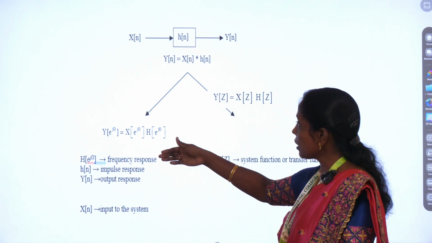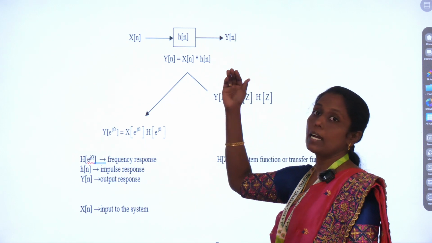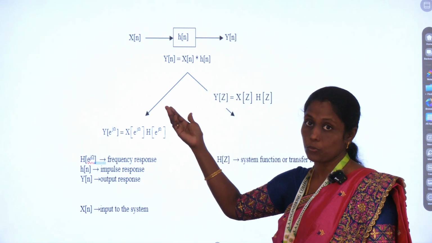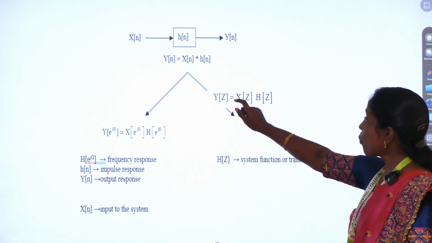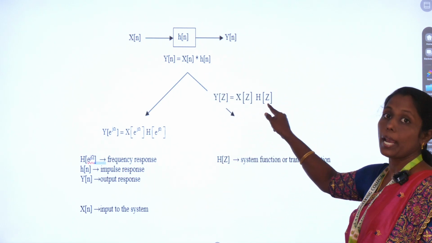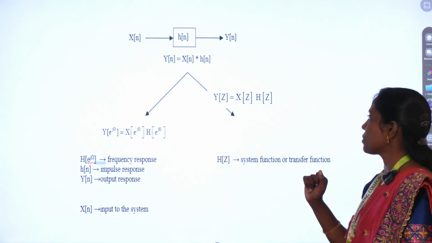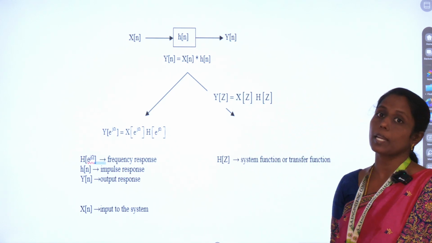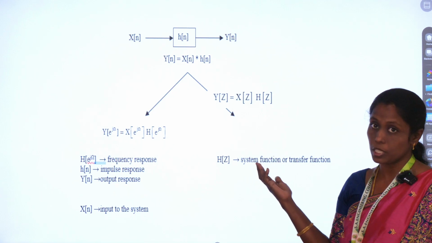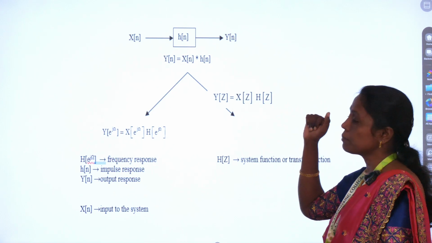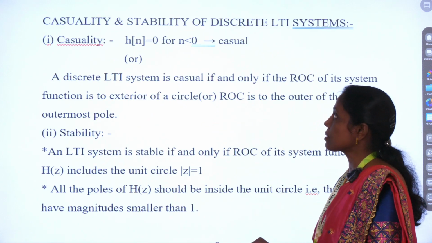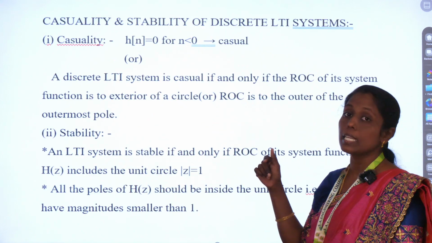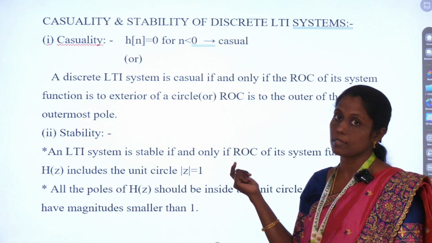And suppose you are doing the analysis with the help of the Z transform, the system equation can be represented as y of z is equal to x of z into h of z. This h of z is called the transfer function or the system function. Now in the next slide we will discuss the causality and stability of an LTI system.